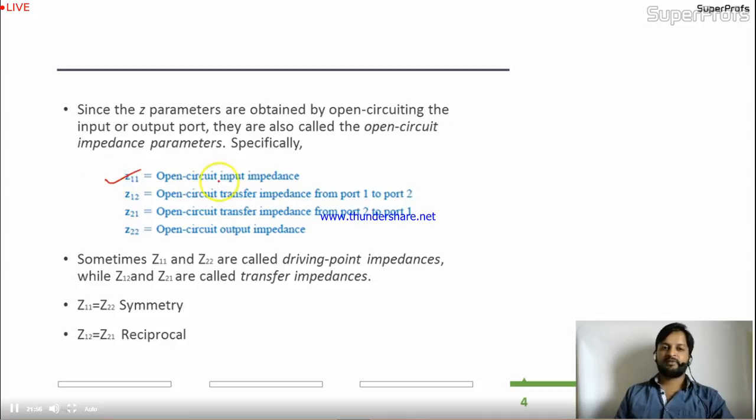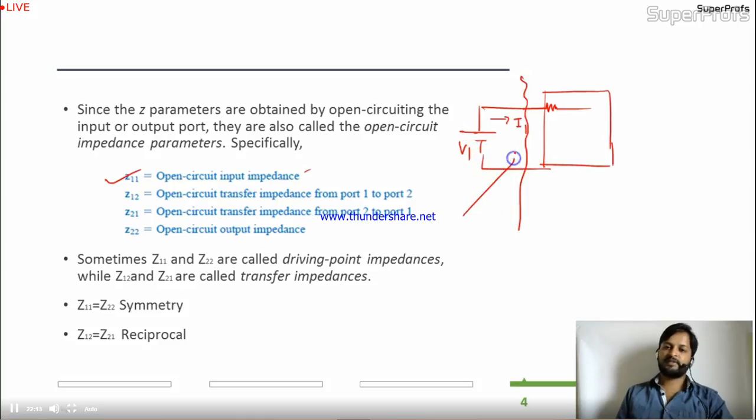What is Z11? Open circuit input impedance. Why input impedance? Because at the input stage, in the circuit the current I1 is going from V1. If someone asks what is the resistance here, you will say V1 by I1. This V1 by I1 is given by the Z11 parameter. So this is the open circuit input impedance. Why open circuit? Because at the last stage, we open the circuit.